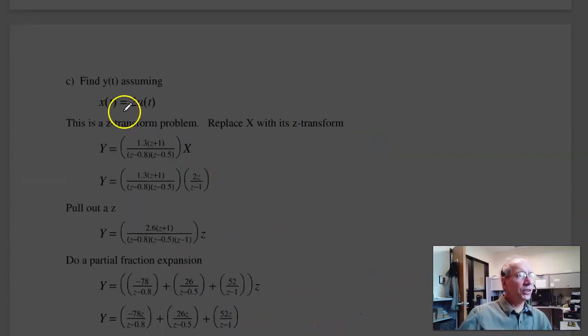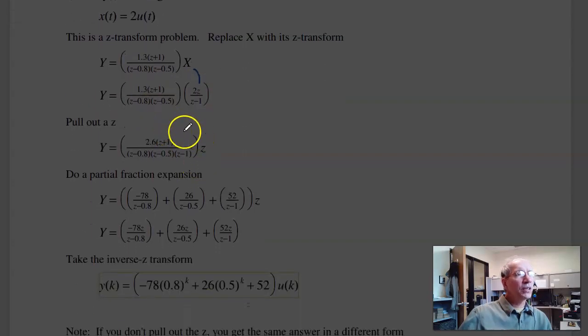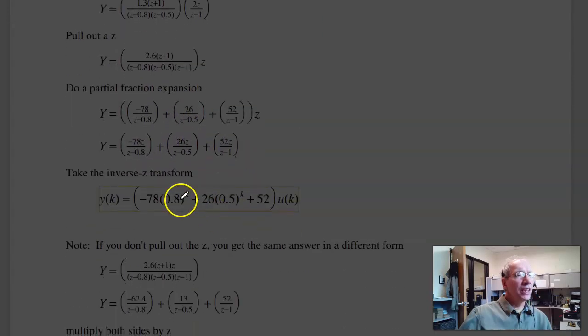If the input is 0 for t less than 0, then turns on, that's actually a z-transform problem. To solve, I replace x with a z-transform. That's 2z over z minus 1. That's the z-transform of y. Take the inverse z-transform. A couple ways to do that. One is pull out a z, do a partial fraction expansion, multiply through by z, and now I can use my table. This is 78 times 0.8 to the k, plus 26 times 0.5 to the k, plus 52 for time positive.